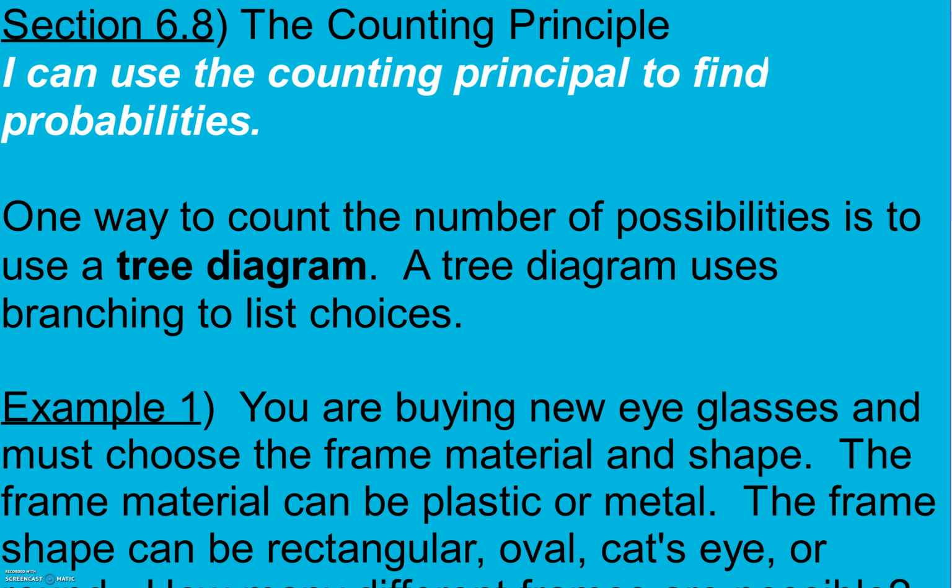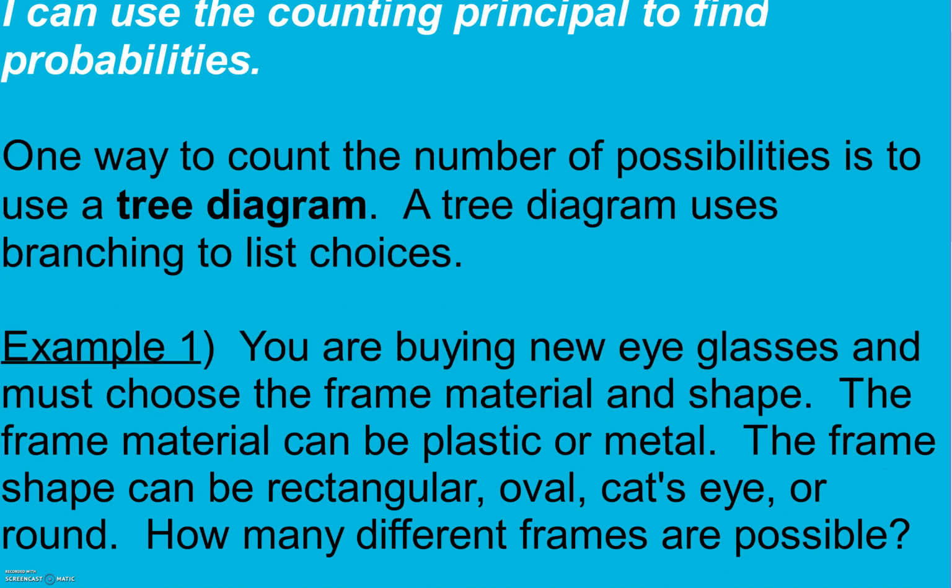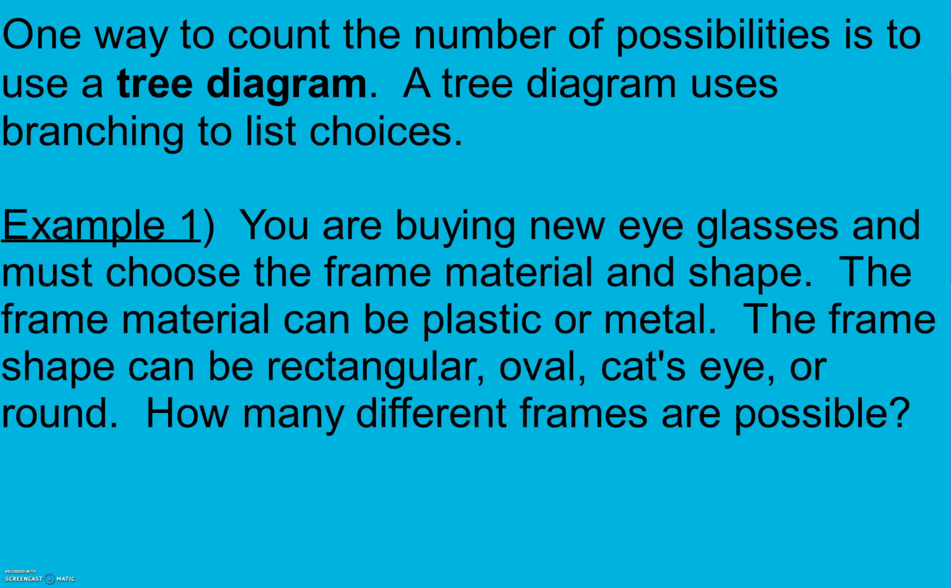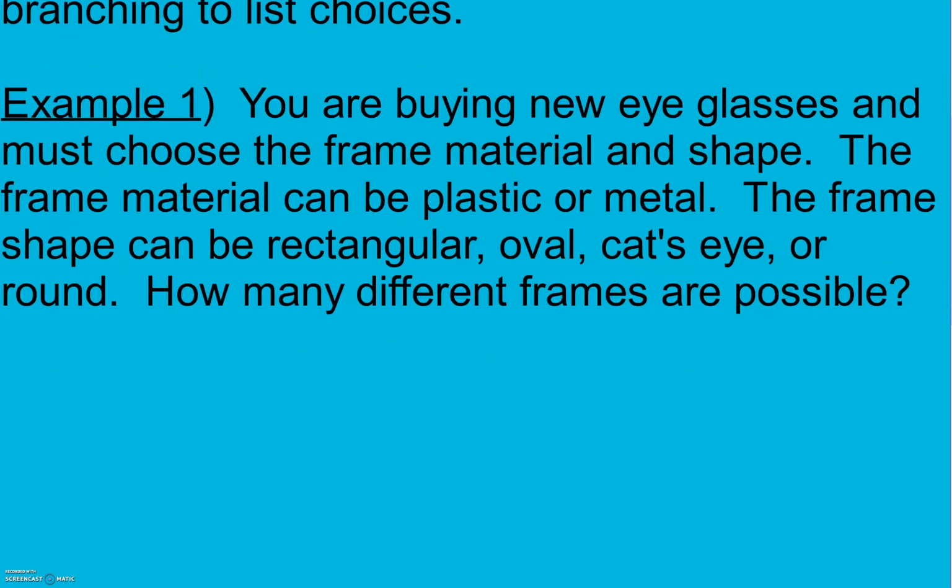In example 1, you are buying new eyeglasses and must choose the frame material and shape. The frame material can be plastic or metal. The frame shape can be rectangular, oval, cat's eyes, or round. How many different frames are possible?